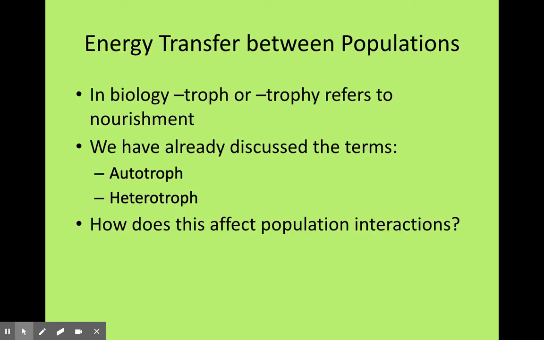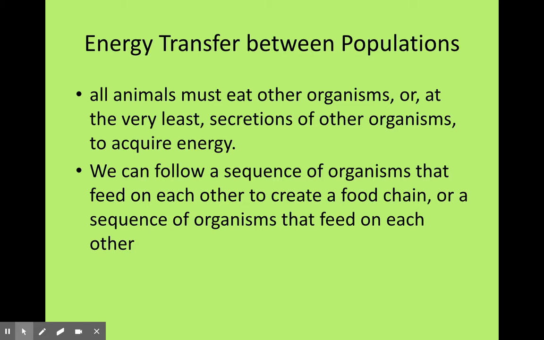All right, let's get into energy transfer. Energy transfer between populations. In biology, troph or trophy refers to nourishment. And we've talked about these terms a little bit in class already. Autotroph and heterotroph. So, how does this affect population interactions?